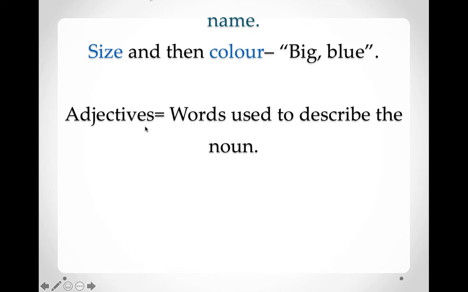Now, adjectives are words used to describe the noun. These are the words that we use to describe the object. Remember, nouns are just objects, like a table, a teddy bear, a person. These are all nouns. They are just objects. And you are going to describe them using adjectives. And the adjectives you are going to use are size and color. Remember, size always comes first, then the color.